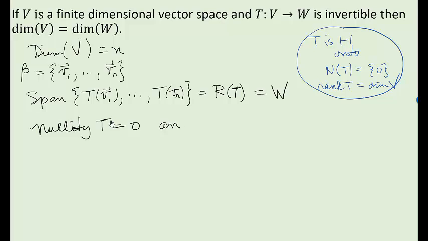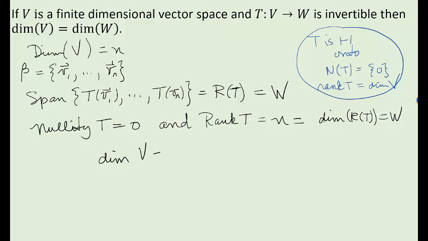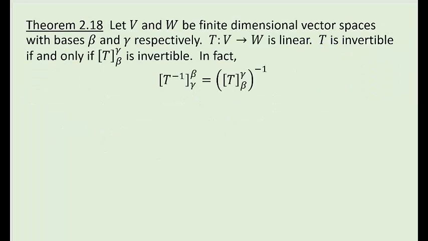So we could say then that the rank of T, which is the dimension of V or n, is equal to the dimension of the range of T, which we have said is W. So the dimension of V is equal to the dimension of W. This is really important to know: that if a linear transformation is invertible, V and W have the same dimension, if that is, they have finite dimension. This theorem I am not going to prove.